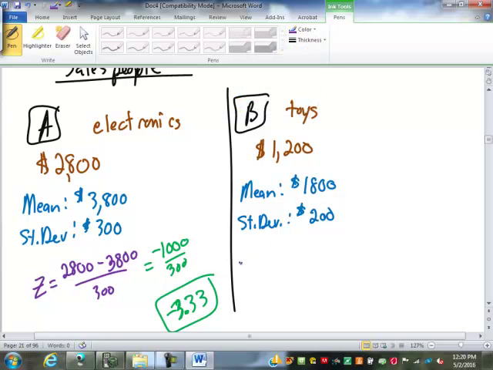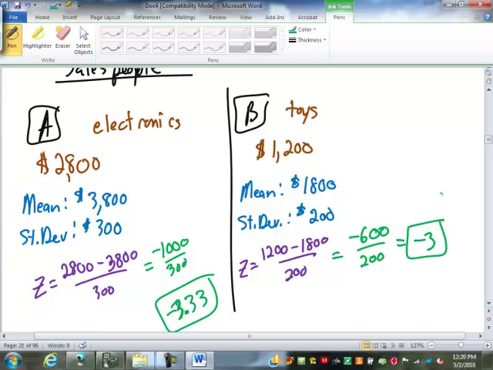Over here, z-score, 1,200 minus the mean of 1,800 divided by 200. 1,200 minus 1,800 is a negative 600, divided by 200 is negative 3. That person is 3 standard deviations below the mean. The person in electronics, compared to the rest of the group in that department, did worse. So that would be the one that you would let go.